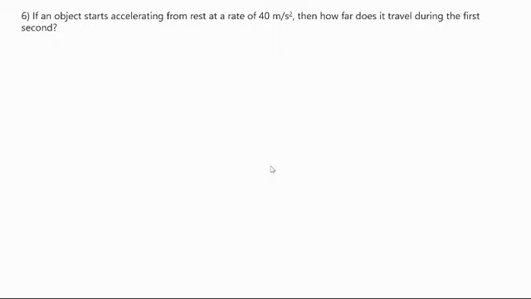All right, let's do problem number 6 together. If an object starts accelerating from rest at a rate of 40 meters per second squared, how far does it travel the first second? All right.